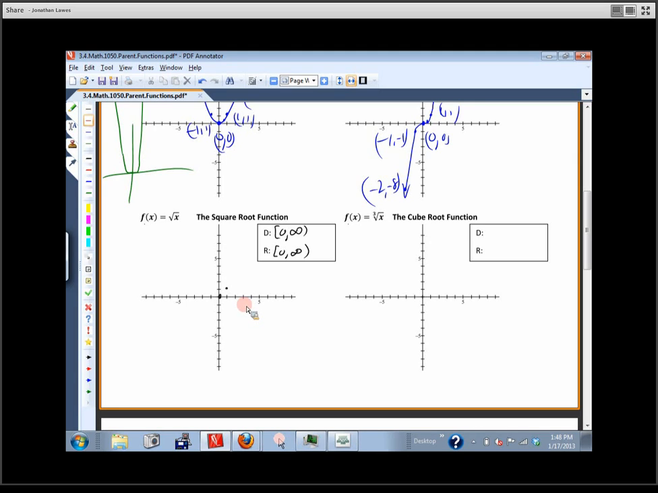What's the next nice number I could graph? 4. So if I go over 4, I go up 2. The next nice number? 9 because it has a nice square root. All the other ones are pretty ugly. It looks something like this.